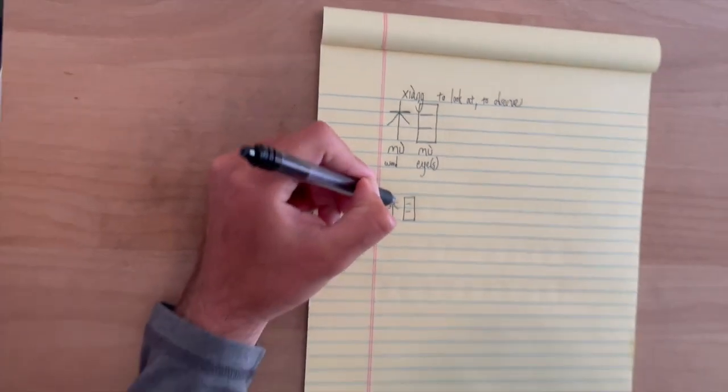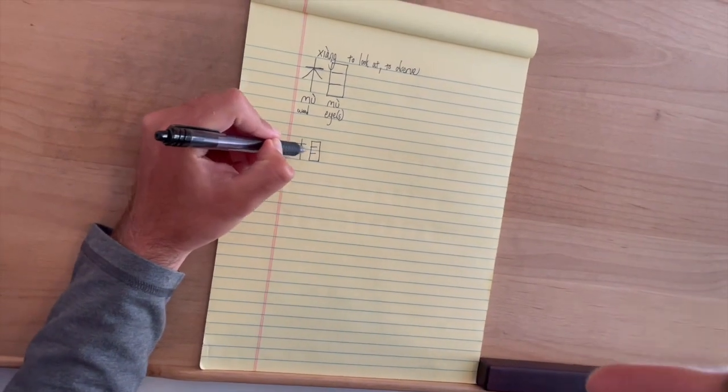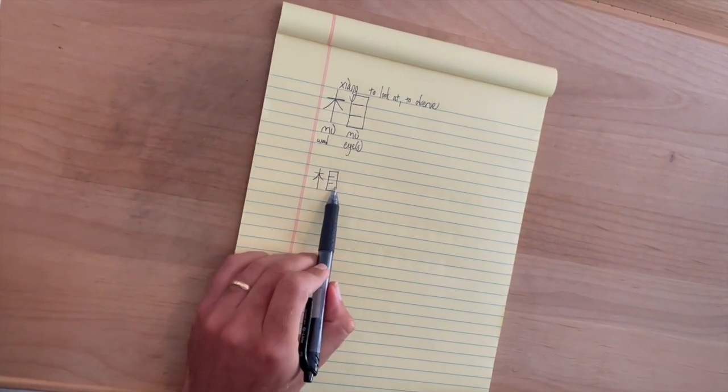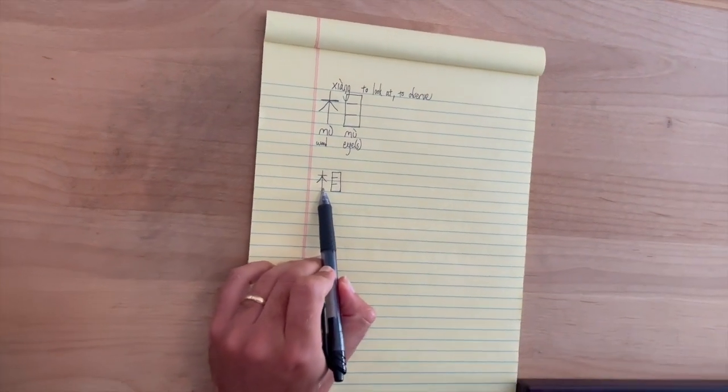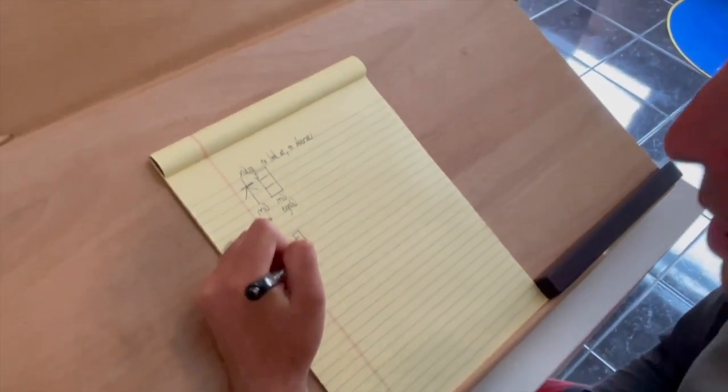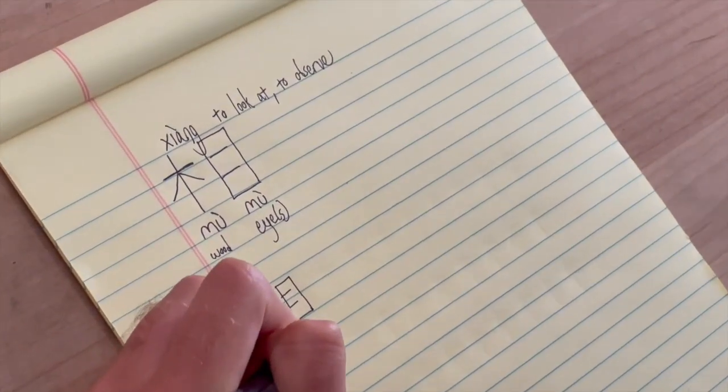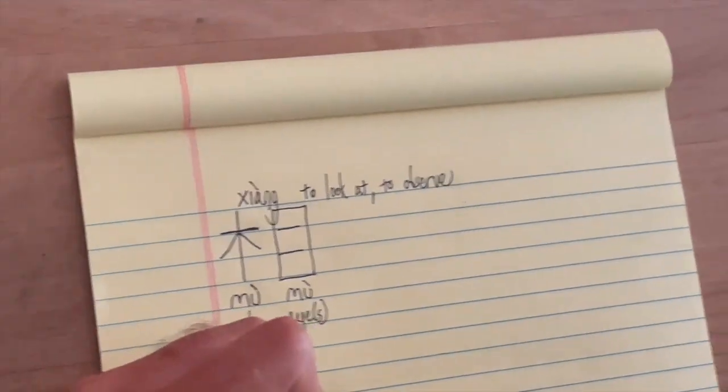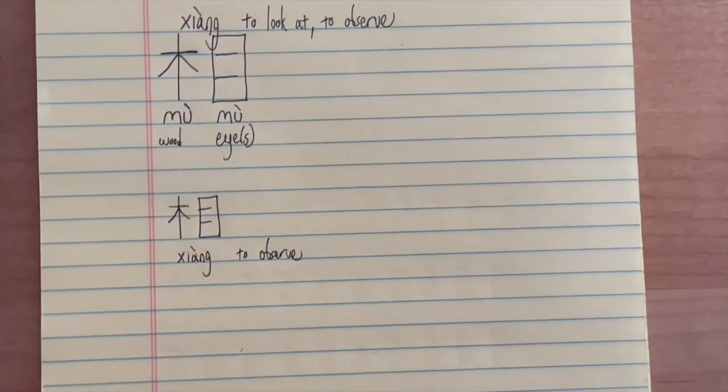Let's see, what could this mean? Maybe two eyes observing the wood? Let's picture us like yesterday in the wood mu episode. We were outside in nature. We were looking at the wood, weren't we, with our eyes? We were observing. We were looking at it. So we were using our eyes to look at the wood. That makes xiang. To observe.